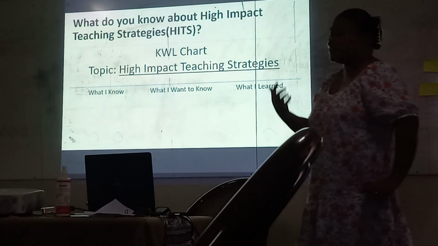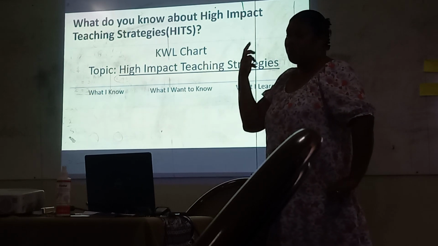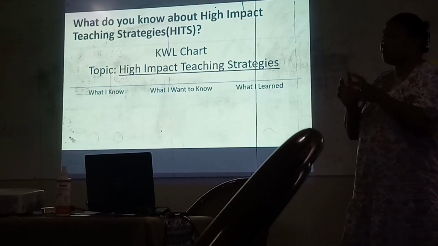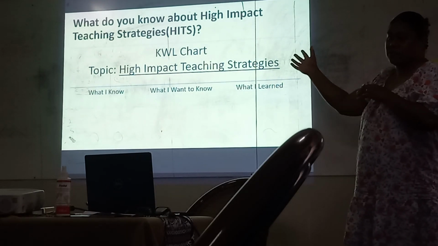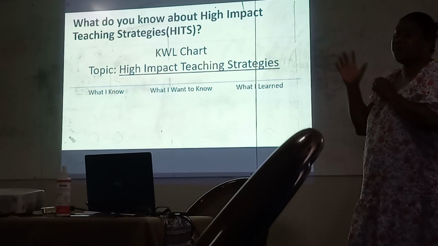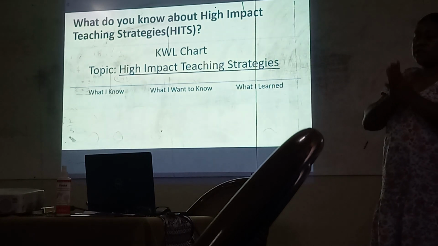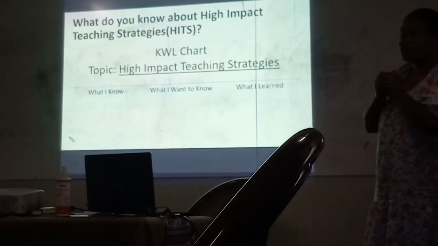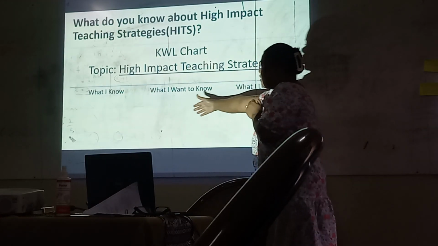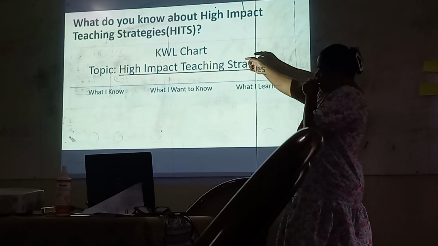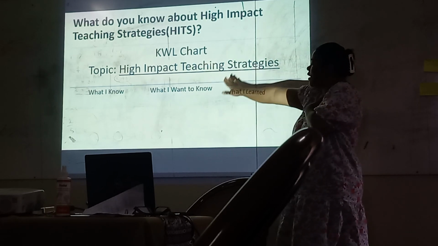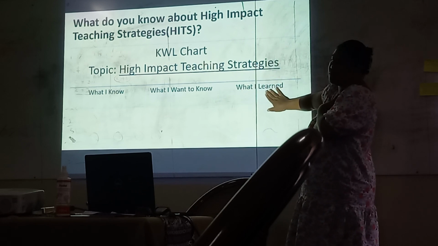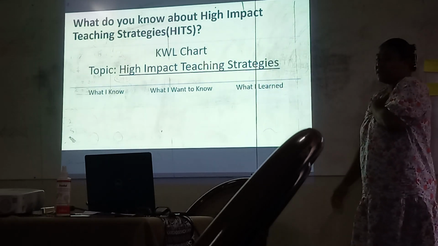So before a lesson, what we usually do, we want to see where students stand, their knowledge about a particular topic. We use an assessment called the KWL chart. This is a type of formative assessment just to see what students know, or what you know, about high impact teaching strategies. So there are 3 columns: what I know, what I want to know, and what I learned. This part will be filled at the end of the session.